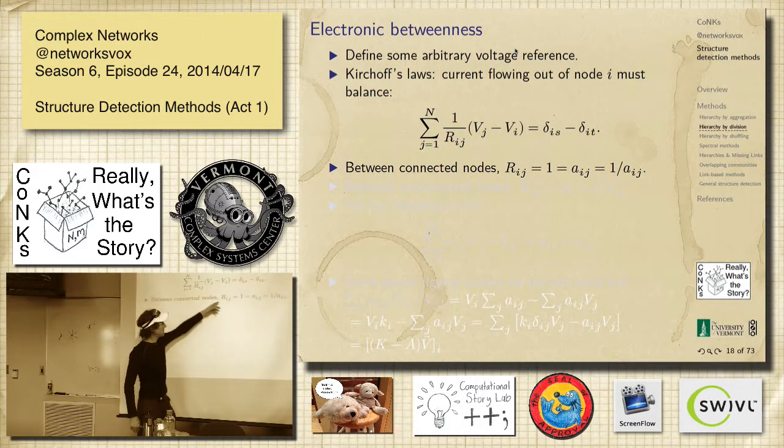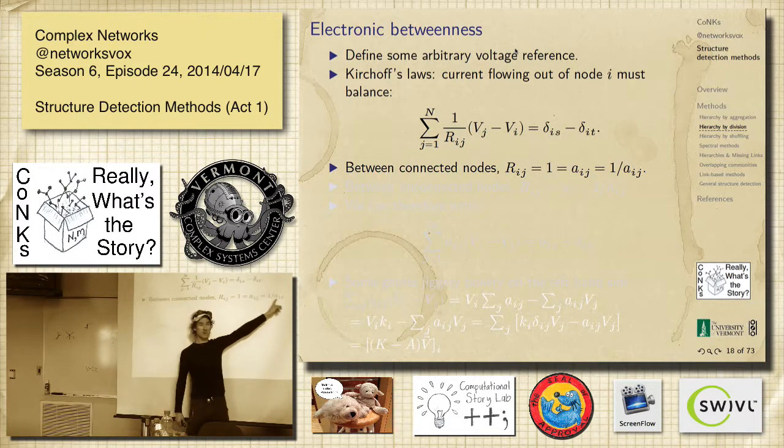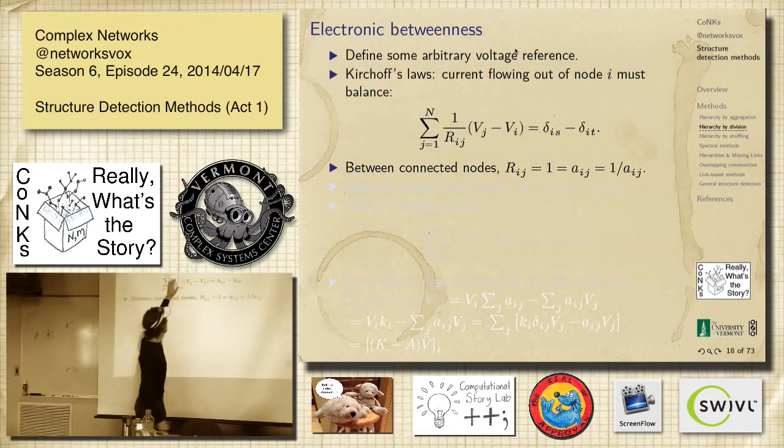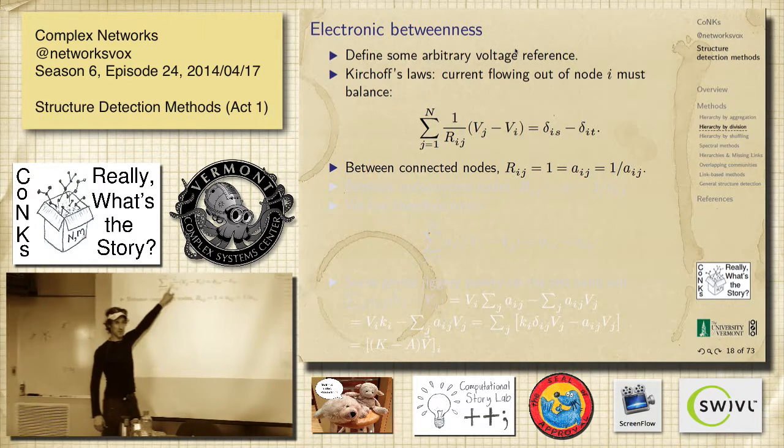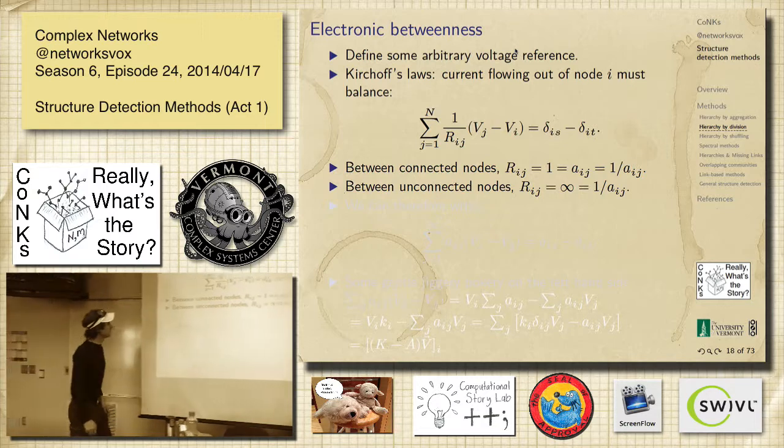So if nodes are connected, their resistance is 1, which is the same as the adjacency matrix entry. Right, so we're just going to do that, which is the same as 1 over Aij. So if Aij is 0 as well, then this is infinite, the resistance is infinite, so we'll get a 0 there as well. Okay, so that works out.